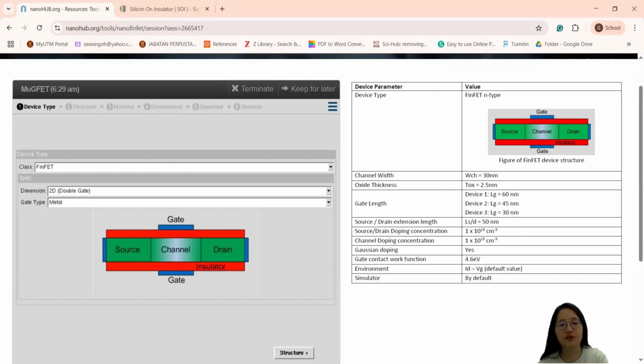I will do the video presentation of this project. This project is to view the effect of gate length on the FinFET. Here, I will use the nanoHUB.org tools to simulate it. This is the nanoHUB.org app.